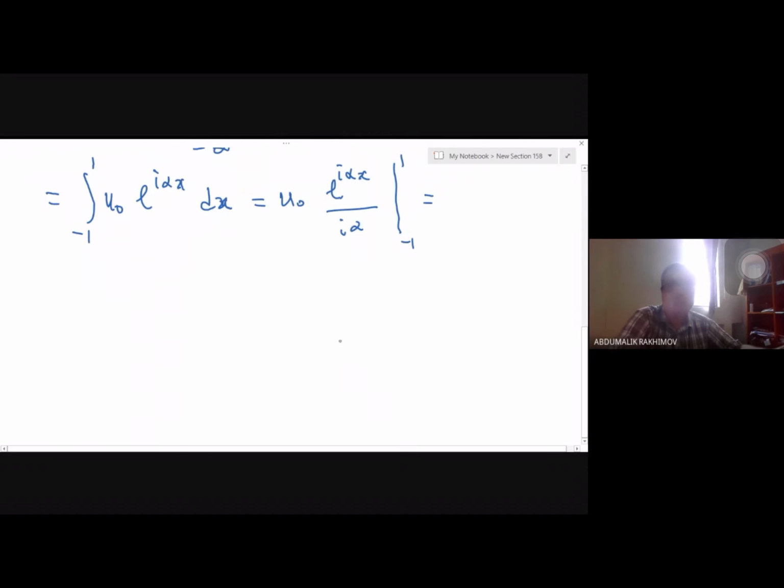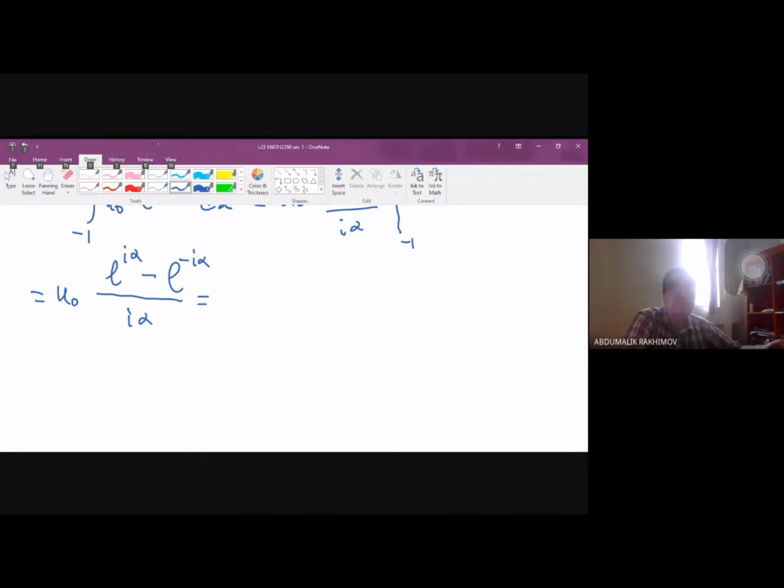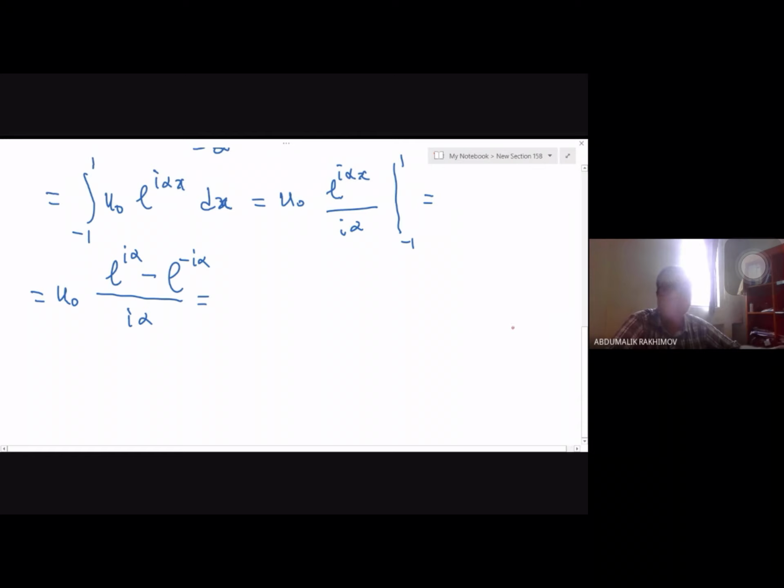Then it's equal u0. If you substitute 1, this will be exponent iota alpha minus, when you substitute -1, it will be iota minus iota alpha when x is -1, or iota alpha. And you can use here Euler's formula. Let me write here Euler's formula using a different color. We'll use it several times.